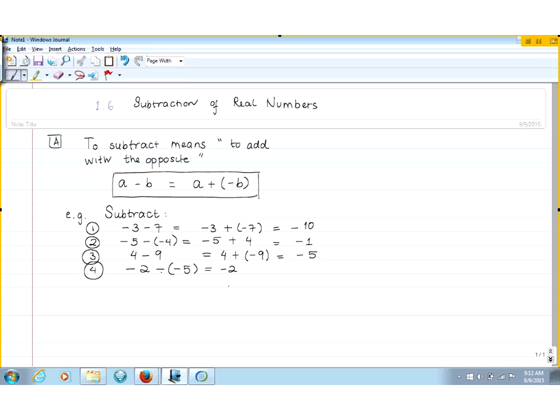How about number 4? Negative 2, what is minus negative 5? Plus 5. Negative 2 plus 5 is 3. So is it easy? Yeah? Okay, so I'll ask you to do a few easy problems.